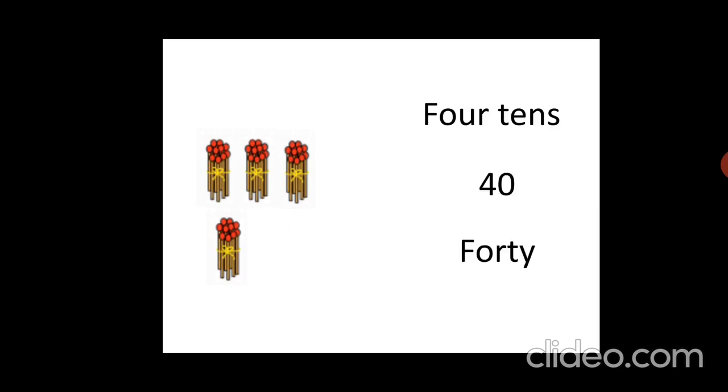Here we could see 4 bunches of matchsticks. In one bunch we have 10. In another bunch we have 10. In the third bunch we have 10. In the fourth bunch we have 10. That means 40 matchsticks. 4 bunches, 4 tens, 40. What is the spelling of 40? F-O-R-T-Y, 40.